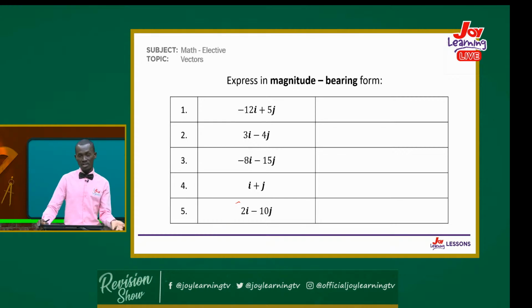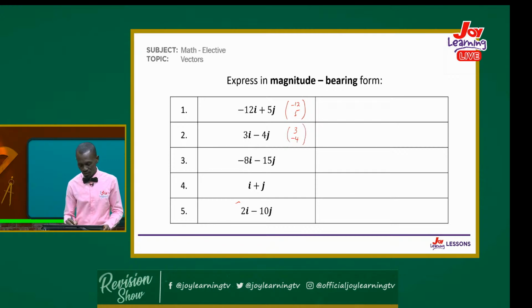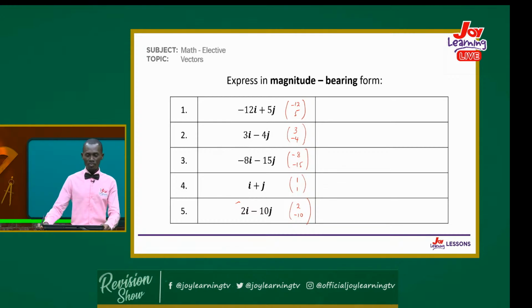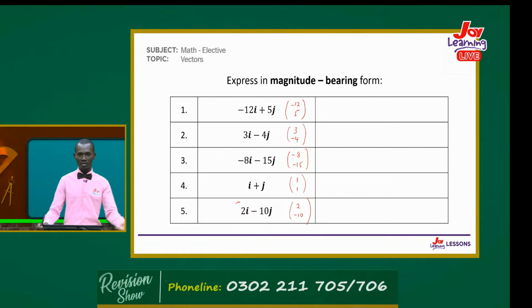If you want to first of all convert it to the component form, that's fine. I'll give you an idea. The first one could be negative 12, 5. The second, you could have it as 3, negative 4. The third as negative 8, negative 15. The fourth as 1, 1, because it is i plus j. And the last one as 2, negative 10. Your job is to convert it to its magnitude bearing form. Who is my first caller who is able to convert any one of them to the magnitude bearing form?